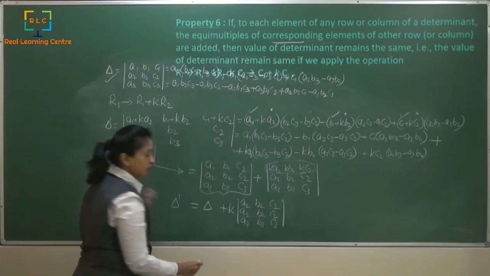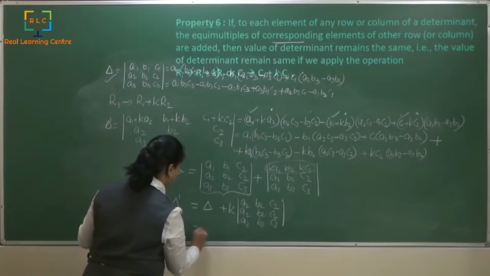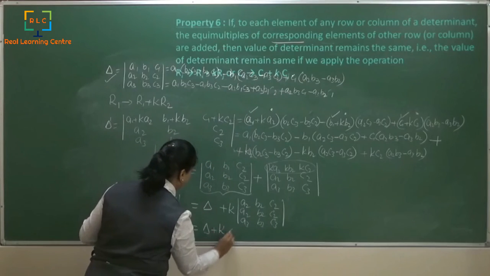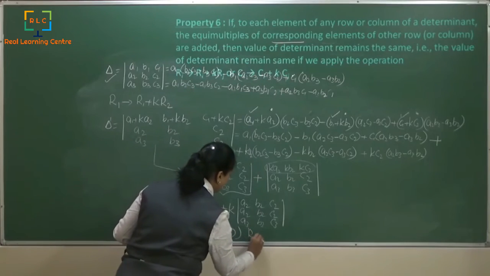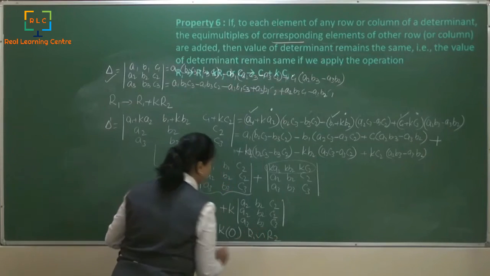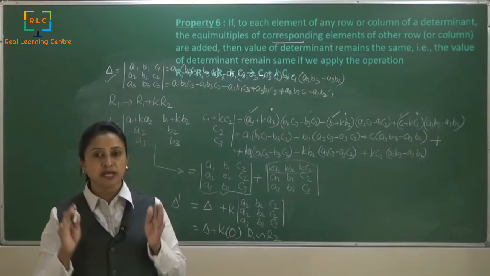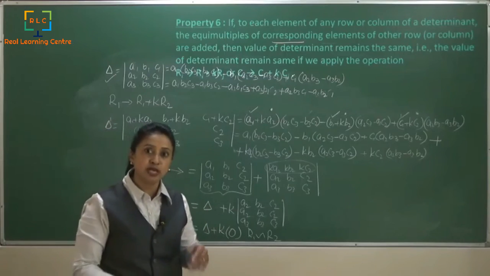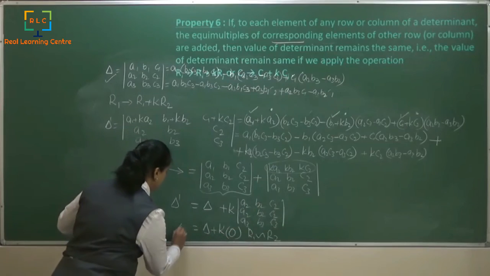What do you find? Use the previous property. You have 2 rows identical. So this will be delta plus K into 0. Why is it 0? Because R1 is similar to R2. Whenever any two rows or any two columns have the same elements, the determinant value is going to be 0. So this determinant value is 0. So delta plus 0, delta dash.